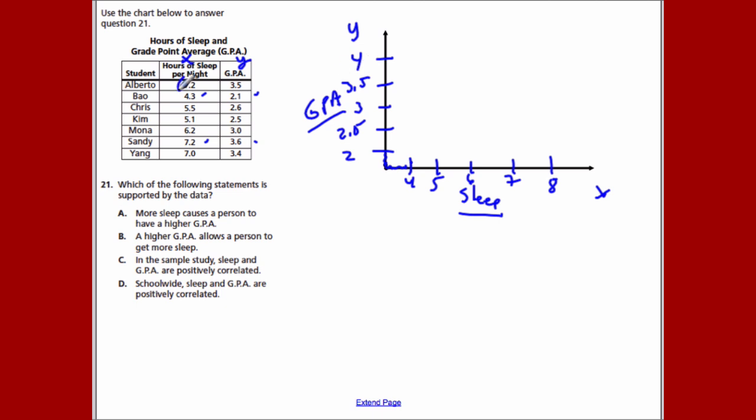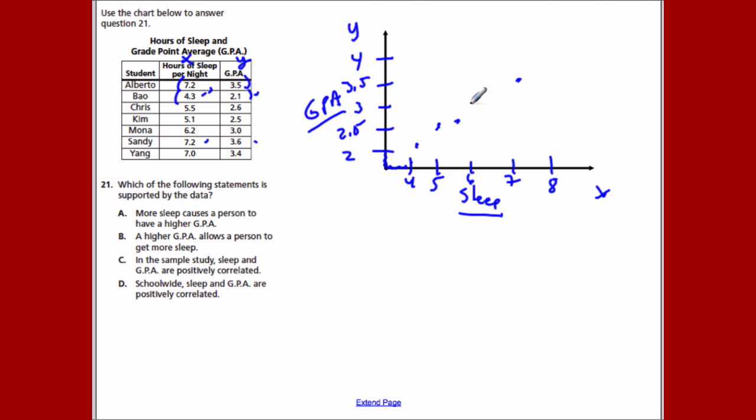7.2, 3.5. Realize that this is just a coordinate. 7.2 over 3.5 up puts us right about here. 4.3, 2.1 is my next one. So 4.3, 2.1 will give me a point right around there. 5.5, 2.6 is the next one. Puts me right about there. Then 5.1, 2.5, puts me right about there. And then 6.2, 3, so go over to 6.2, 3, puts me right about there. All right, I think that's enough points because I get what's happening here.